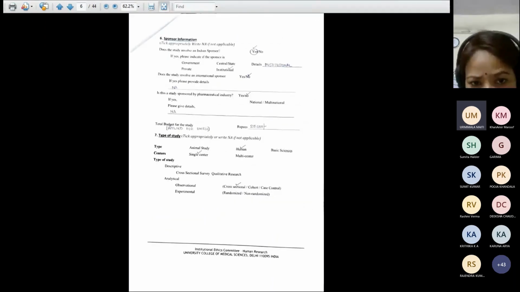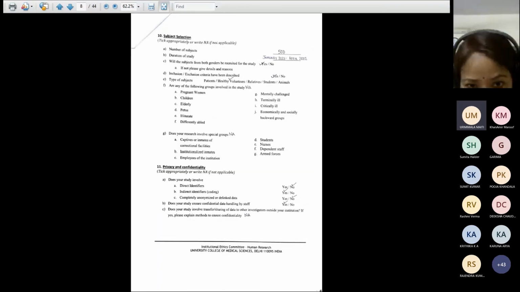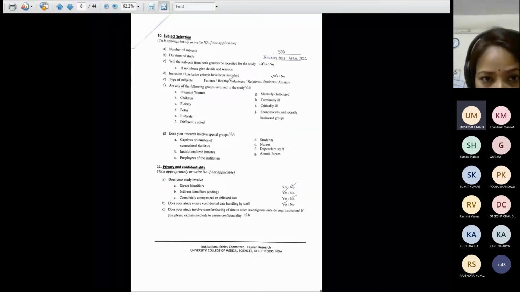You have the sponsored type of study. This is a clinical trial, and then you have the brief description of the proposal, where you're supposed to submit 13 copies of your research proposal. Right?